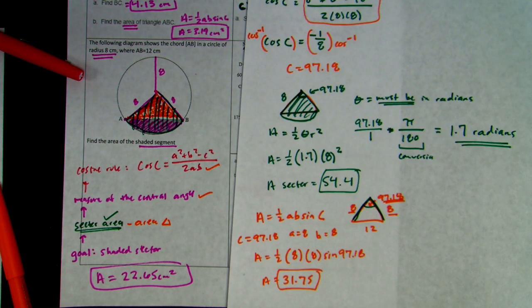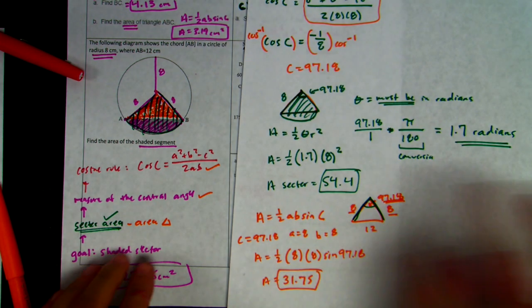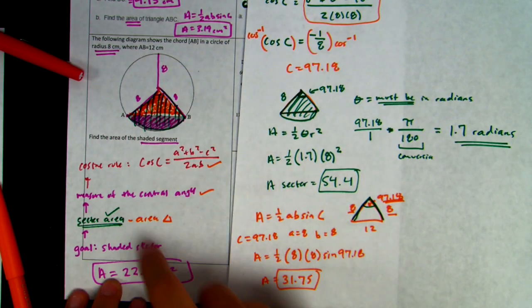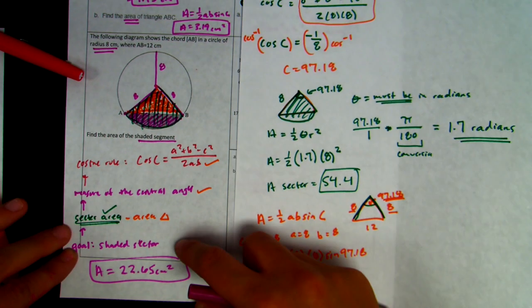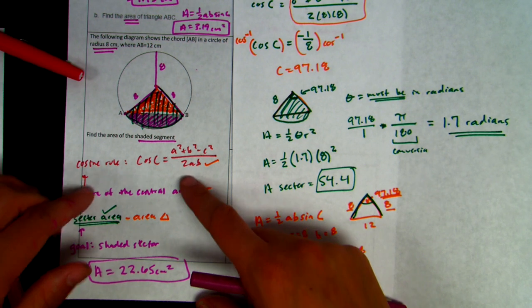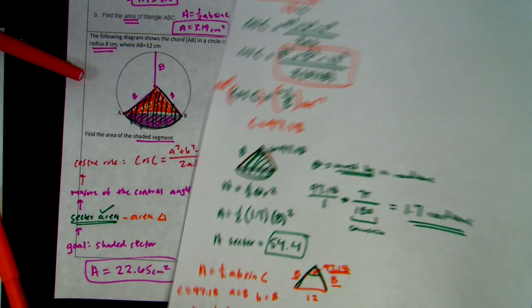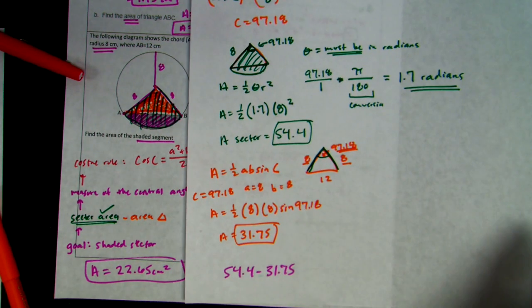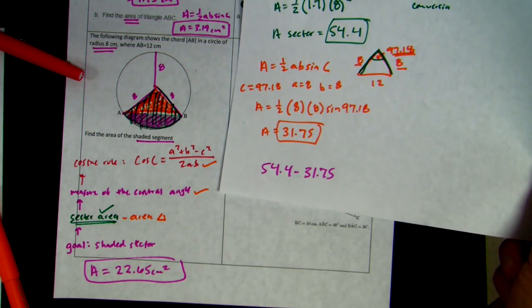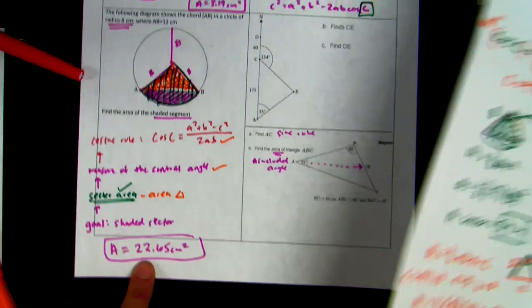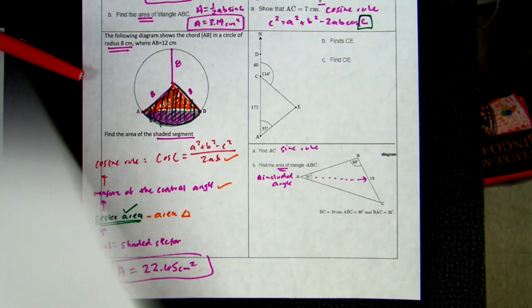Boom, killed it. Man, that was a beast of a problem, but I wanted to show you an example of one where there's not a ton of information given. We have to figure out what my end goal is and what pieces of information I know that will help me get there. So we end with 22.65 as our final area of the shaded sector.